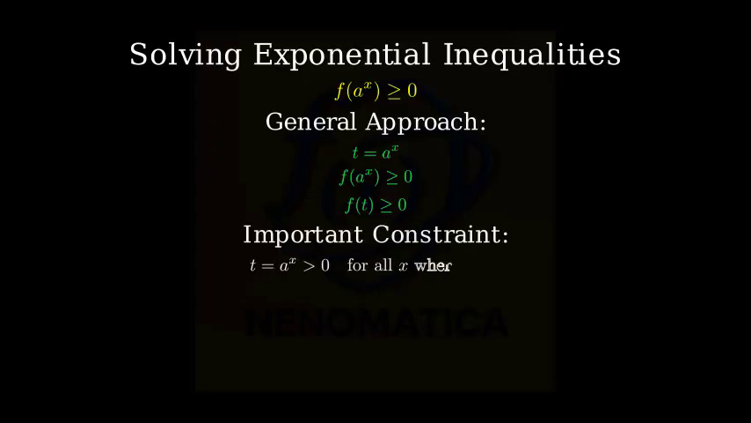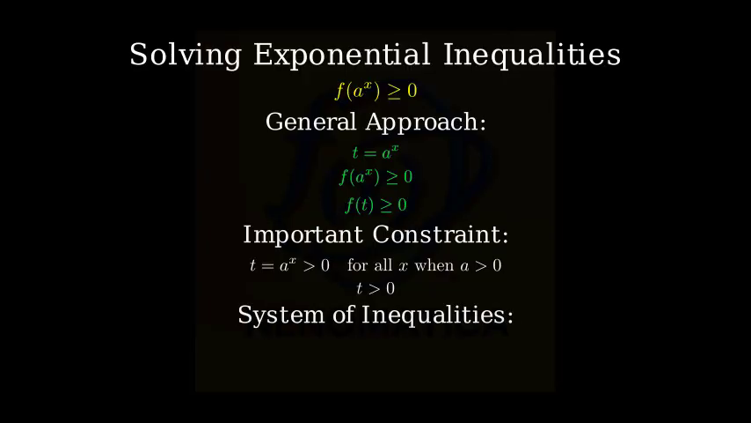Since t equals a to the power x, and assuming a is positive, t must always be positive. This gives us our first inequality, t is greater than 0. So our original inequality f of a to the power x is greater than or equal to 0 transforms into a system of two inequalities: t is greater than 0, and f of t is greater than or equal to 0.